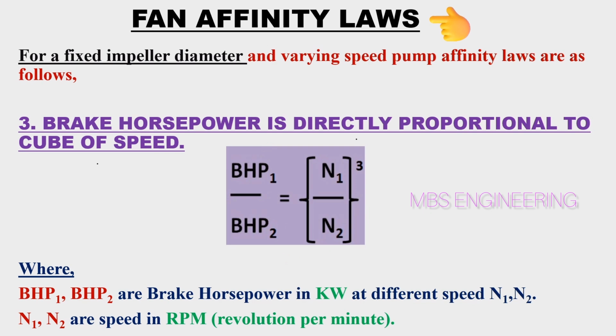Next, we learn about the formula for pump affinity laws. For a fixed impeller diameter and varying speed, pump affinity laws are as follows. The third affinity law for the pump: brake horsepower is directly proportional to the cube of speed. The brake horsepower, bhp1 divided by bhp2, is directly proportional to the cube of speed, n1 divided by n2. Where bhp1 and bhp2 are brake horsepower in kilowatts at different speeds n1 and n2. n1 and n2 are speeds in RPM, revolutions per minute.